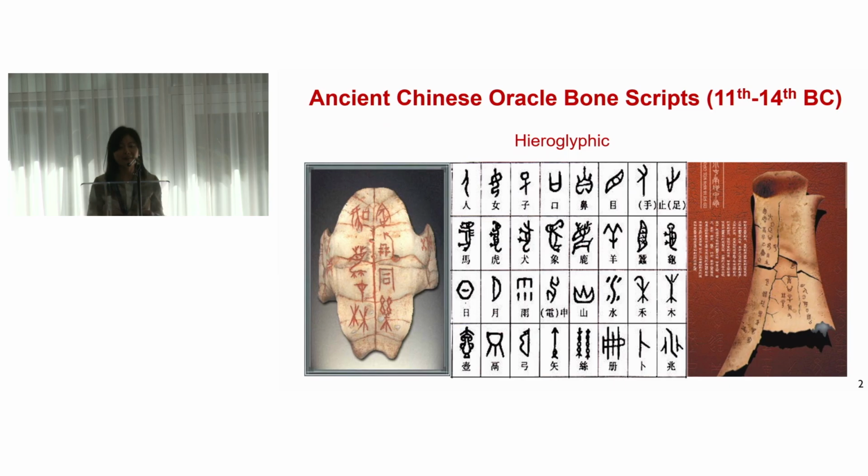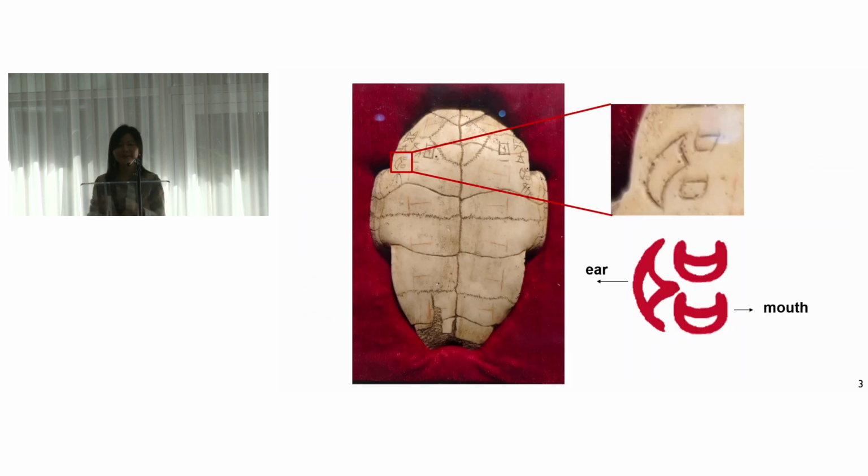Let's start from a script system. It's called Oracle Bone script from ancient China. It's a hieroglyphic, so you can guess the meaning from the shape. Maybe this one is the arrow, this is bow. Here comes an interesting one. The left side is a shape representing ear, and on the right are two mouths, or sometimes one mouth. So guess which action verb it represents?